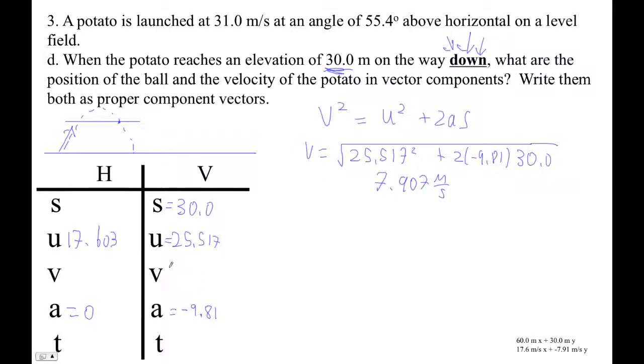Okay, and I'm going to toss that in here, only now we're talking about it going down. The absolute value of this is 7.907, so it could be plus that or minus that. I think the vertical velocity on the way down is negative, so I'm going to choose minus 7.91 meters per second.